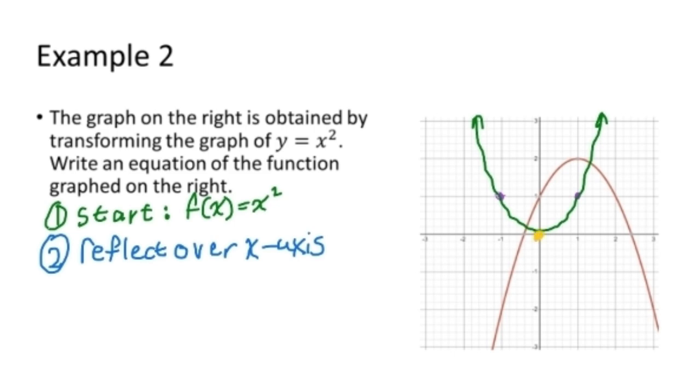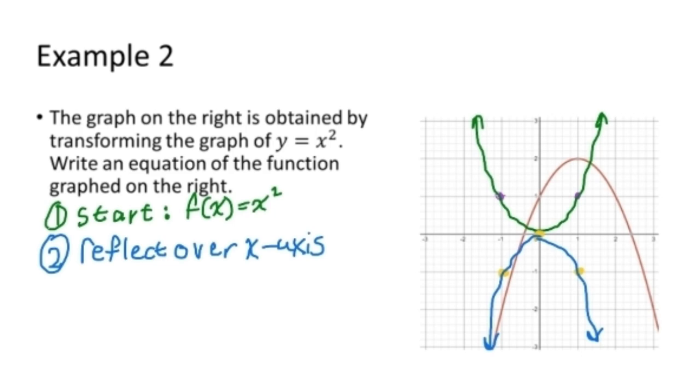Well, the point 0, 0 is going to stay at 0, 0, since 0 times -1 is 0. As for the point 1, 1, well, 1 times -1 is -1, so my point 1, 1 would reflect down to the point 1, -1. And for -1, 1, for the same reason, -1, 1 would reflect down to -1, -1. Then I'm going to make my parabola. Now, because I'm reflecting over the x-axis, my parabola would open downwards. So there's my graph after reflecting my starting parabola over the x-axis.